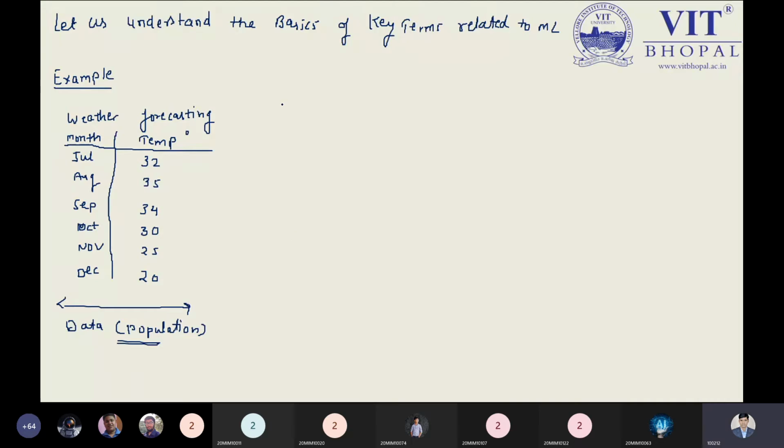Now this is clear to all right now. This example is clear. What we are looking for, is it clear to all? Yes, sir. Okay, good, super.